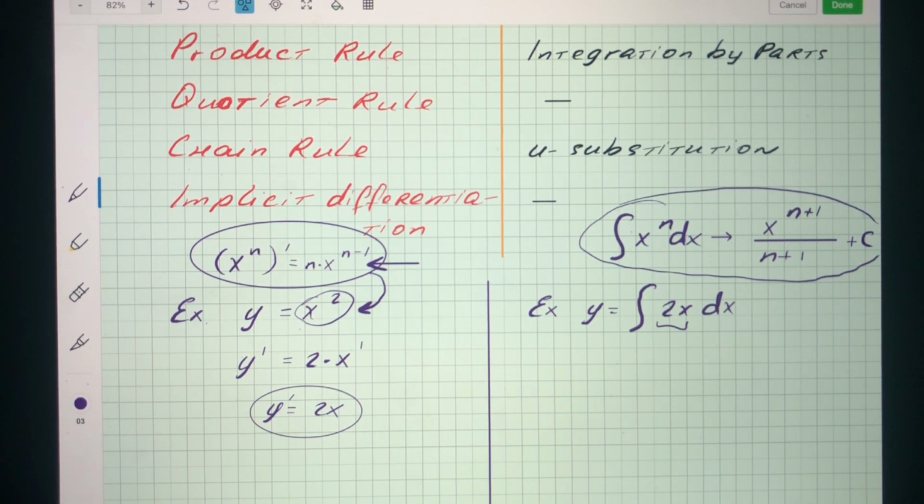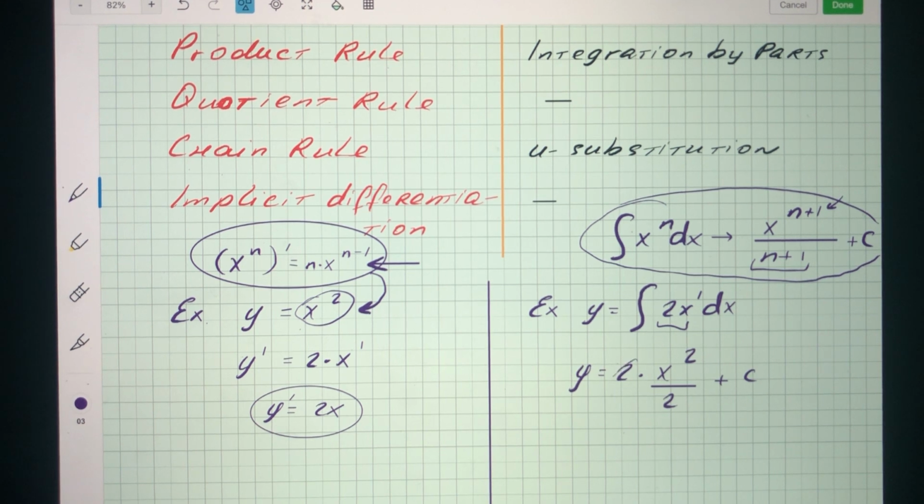Now let's apply it. We have the x to the first power, so the n is 1. So we're applying the integral, and now we have the y is equal to 2 times x. We add 1 to the power, 1 plus 1 makes 2, divided by the same power as on top. If this is 2, we divide it by 2, plus some constant. The 2 and the 2 cancel off, so y is equal to x squared plus constant.